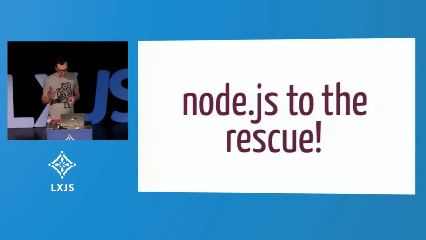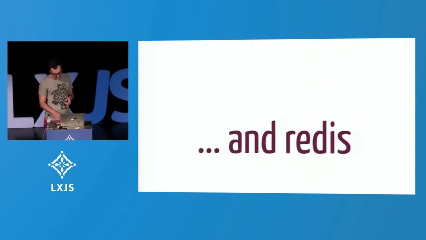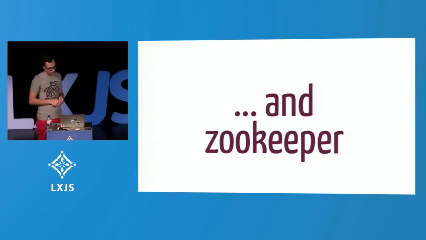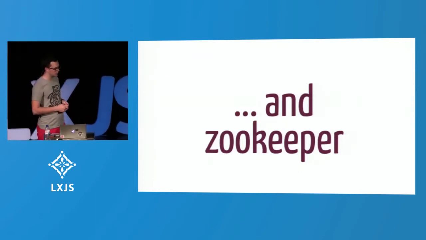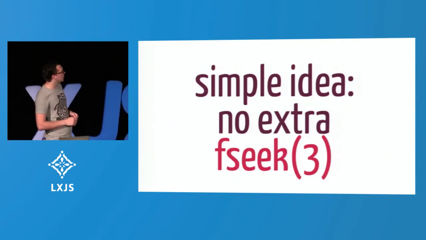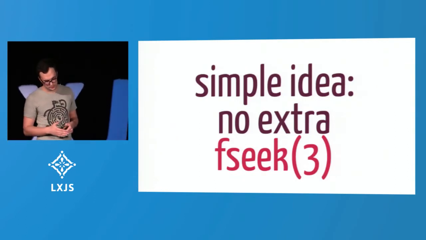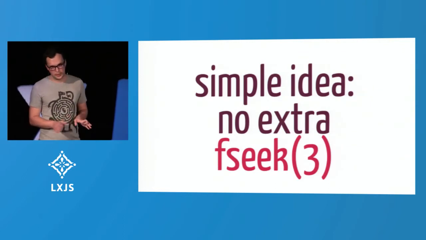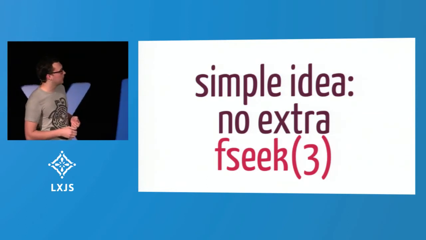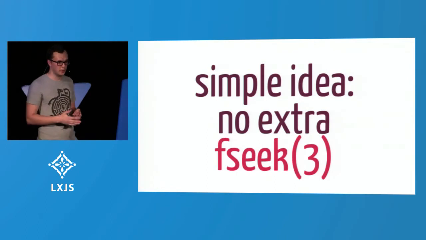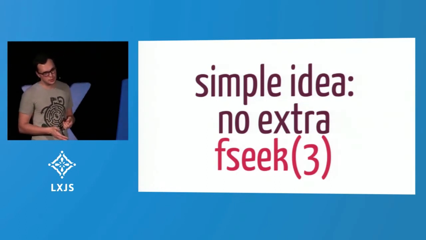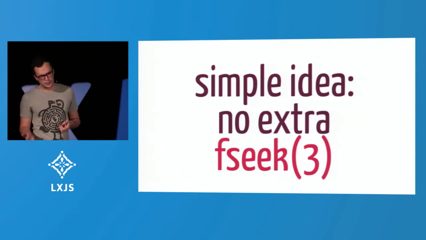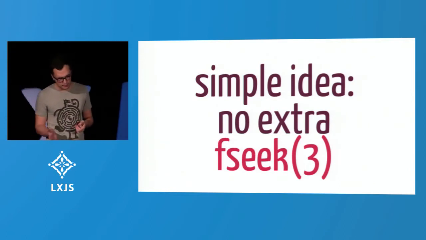So, okay. Node.js to the rescue, because Node.js is event-driven IO. And Redis. And probably ZooKeeper if you plan to use many machines and care about availability, and we do. The simple idea is we just don't seek more than needed, and just don't do anything you don't need. You probably don't care about metadata if you store millions of photos. So you don't care about permissions, you don't care about creation date. You can save it somewhere else in fast storage.